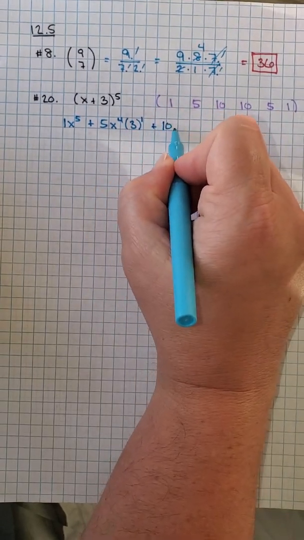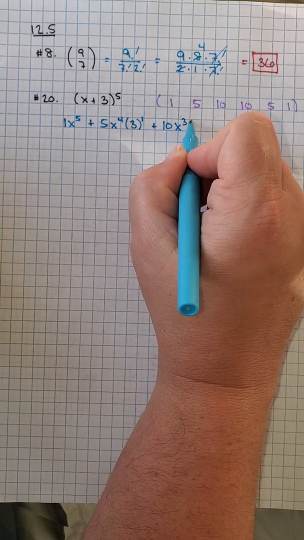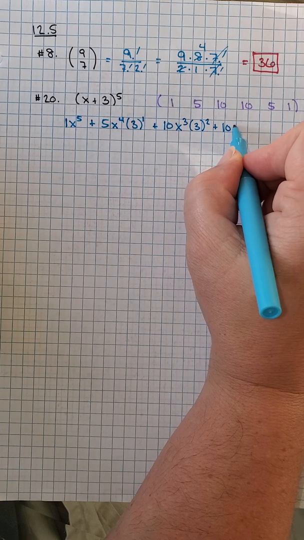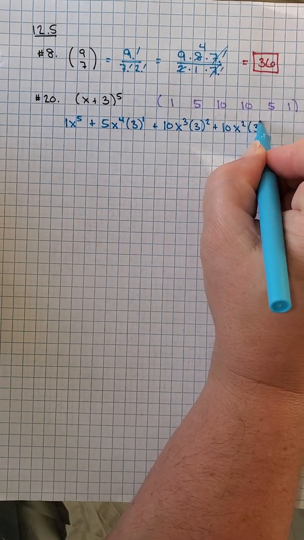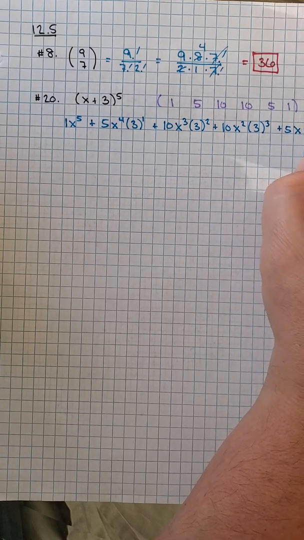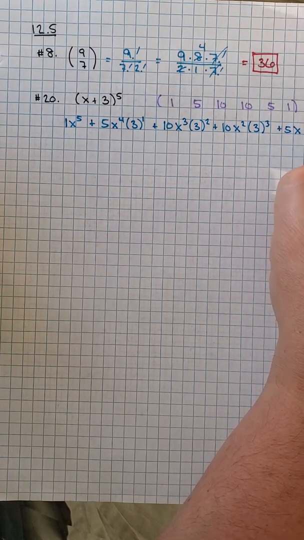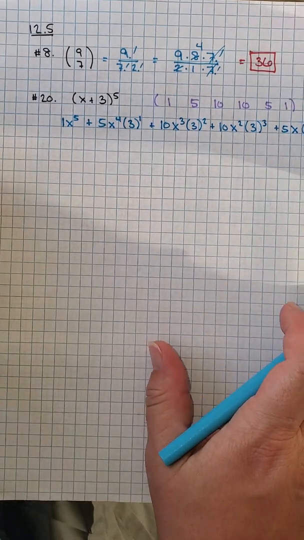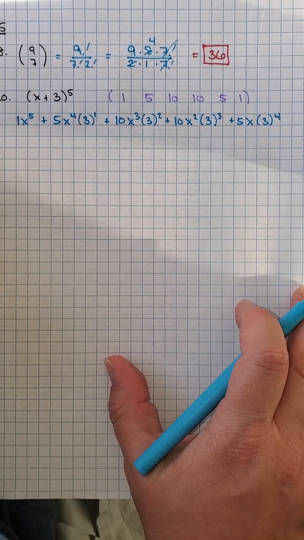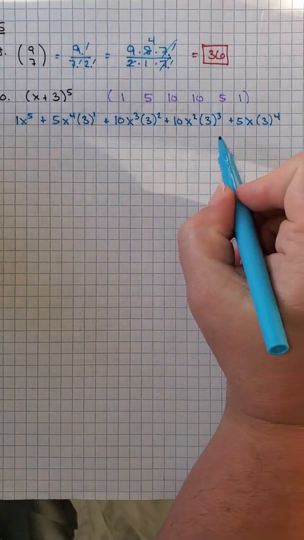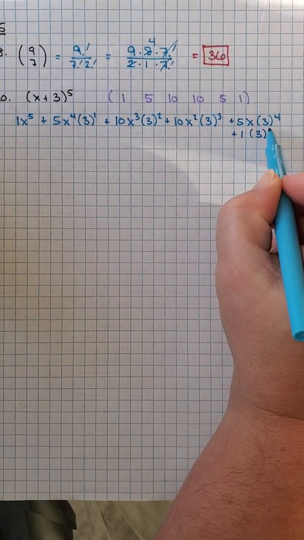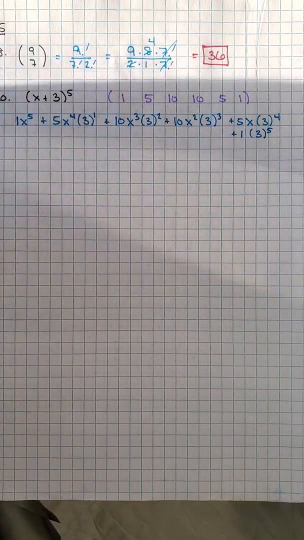Plus, next coefficient's 10, x to the 3rd, 3 will now be to the 2, plus next coefficient is 10, x to the 2, 3 goes up to the 3rd, plus 5, x goes down to x to the 1, we're going to have 3 to the 4. I'm just barely not going to fit here at the end. Plus 1, x is gone, and 3 to the 5th. Probably could squeeze that in there.